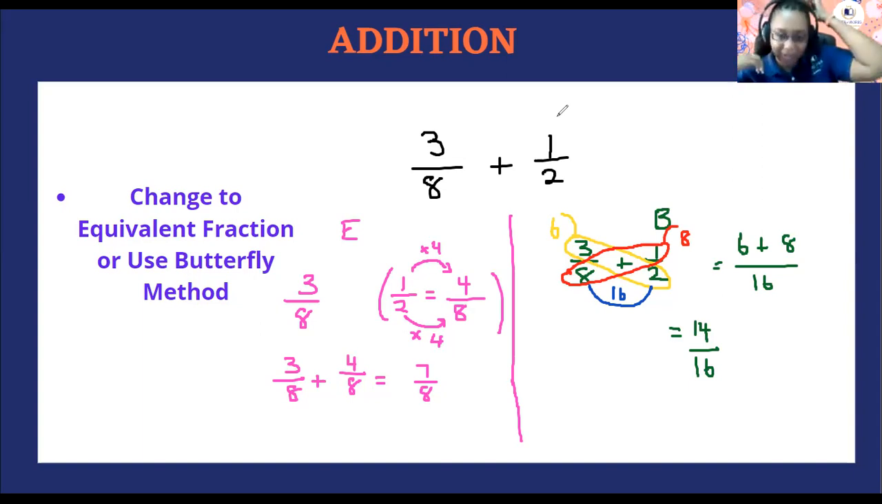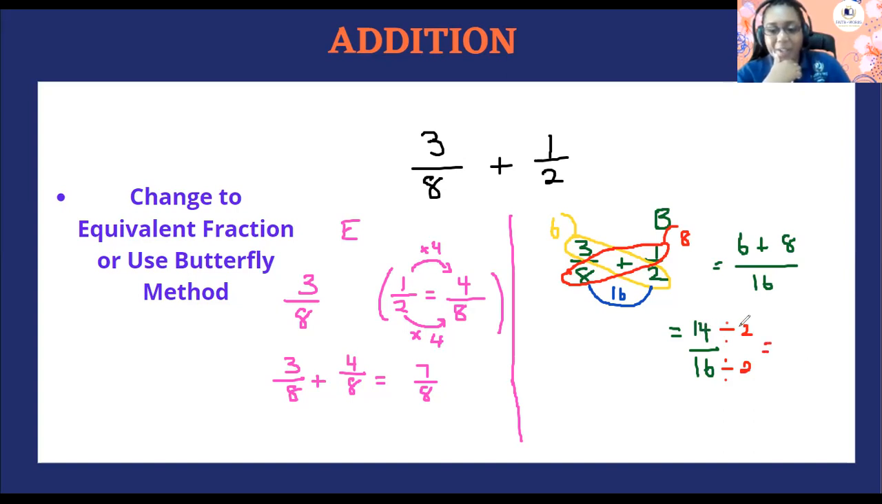Put an answer in the chat, both of you. What number can 14 be divided by and 16 be divided by? Yes, the number 2. When you reduce, you're looking for one number that could divide both of them. You can start with 2 and then work your way up. It could be 4, it could be 8. You have to figure out which number it is.